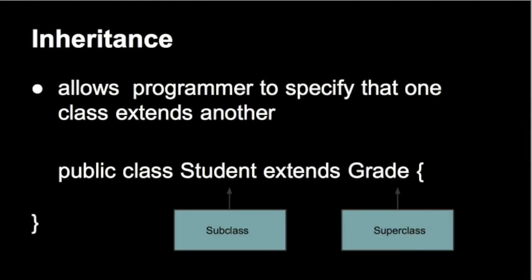And so we can start here with inheritance, and what inheritance allows us to do is to specify that one class extends another. And so we see here in our declaration of a student class, public class student extends grade, with student being our subclass and grade being our parent or our superclass. And inheritance is basically when an object or a class or a subclass is based off of another object or a class, which is our superclass.